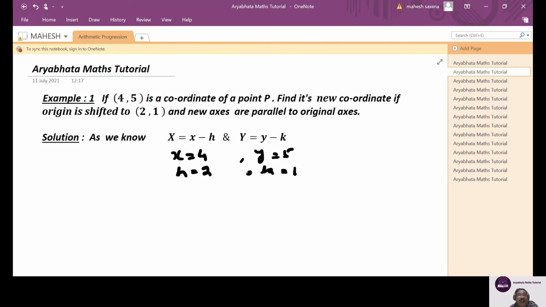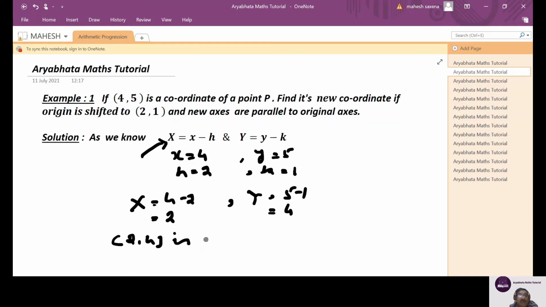As we know that capital X is equal to x minus h and capital Y is equal to y minus k, therefore capital X is equal to 4 minus 2, that is equal to 2. Similarly, capital Y is equal to y minus k, that is 5 minus 1, that is equal to 4. Therefore, 2, 4 is its new coordinate after shifting the origin.